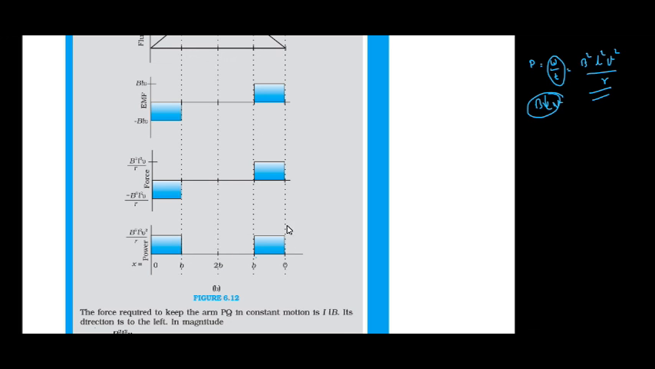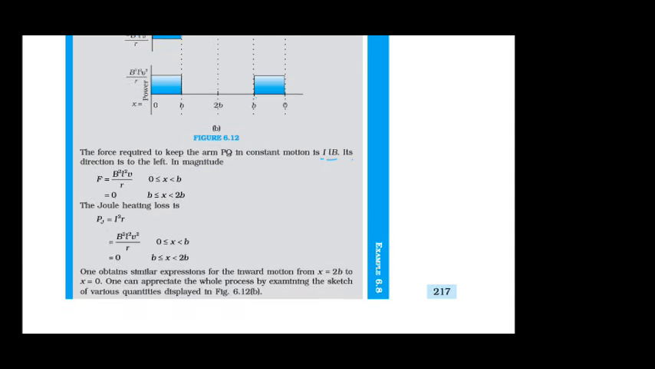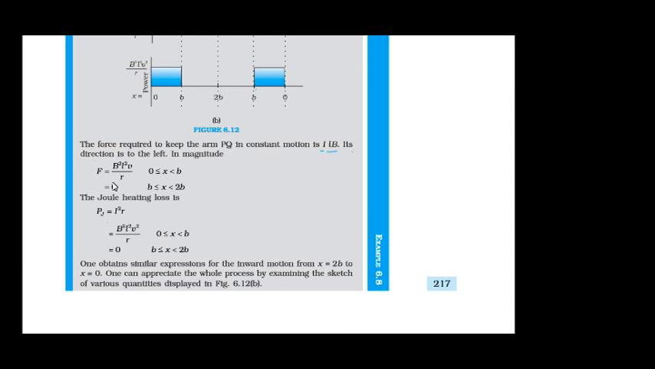Again from 3B to 0, there's work. We have a value for work, force, energy, EMF, flux, everything. The force required to keep the arm PQ in constant motion is ILB. Its direction is towards left, in magnitude F is equal to B square L square V upon R, where x is greater than or equal to 0 and less than B.